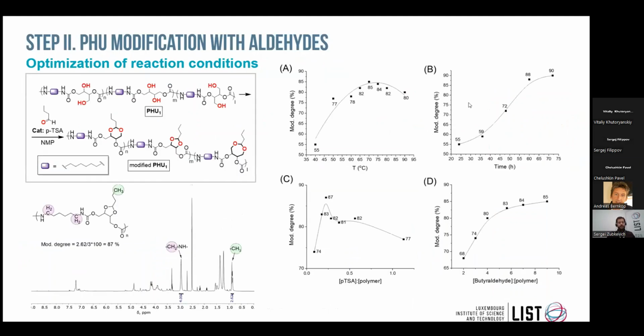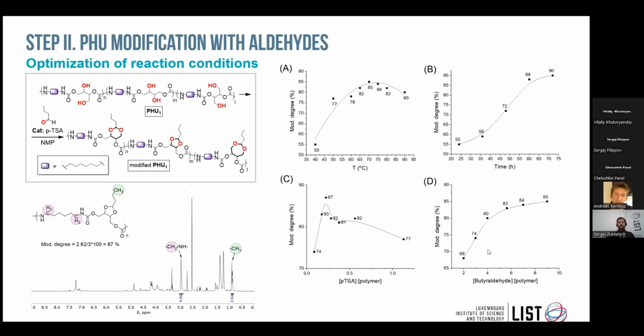So then we moved to the modification itself. First we used a model reaction of butyraldehyde with our PHU-1 polymer, which has a mixture of different isomeric forms inside. We were optimizing the conditions using different parameters like temperature, time, the ratio between catalyst, which was para-toluenesulfonic acid, to polymer, and the ratio of modification agent butyraldehyde to polymer.